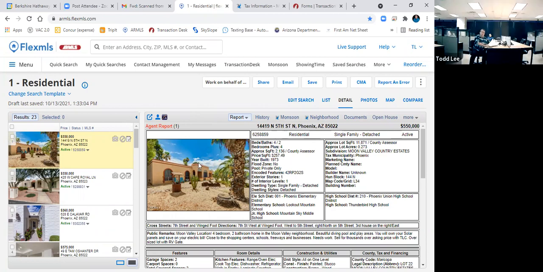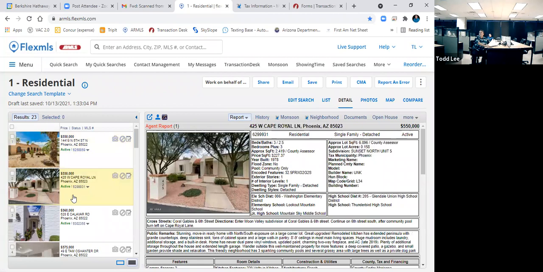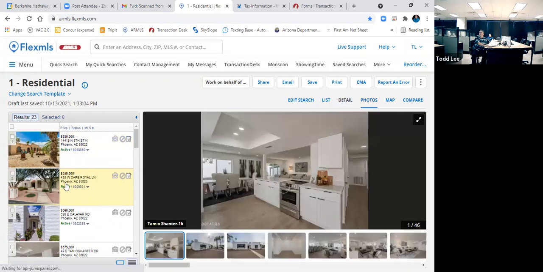We ran down the wrong rabbit hole there. We're back out now. Okay, so I made the adjustments and then I'm back over here looking at the comps again. So we've got the one for 550 that we looked at. Here's another one for 550, Cape Royal, 2,400 square feet. So this is pretty much the same for 550.